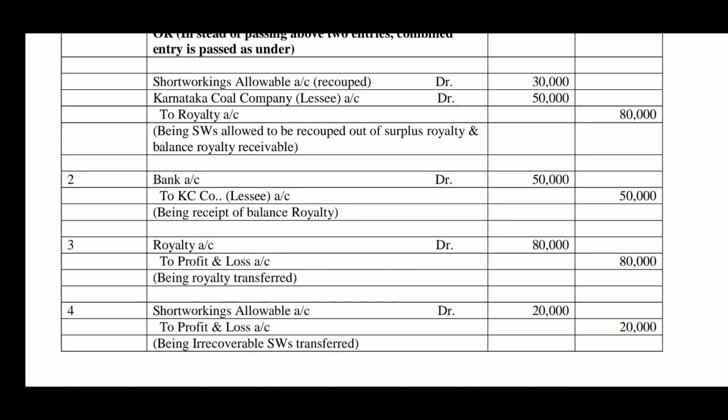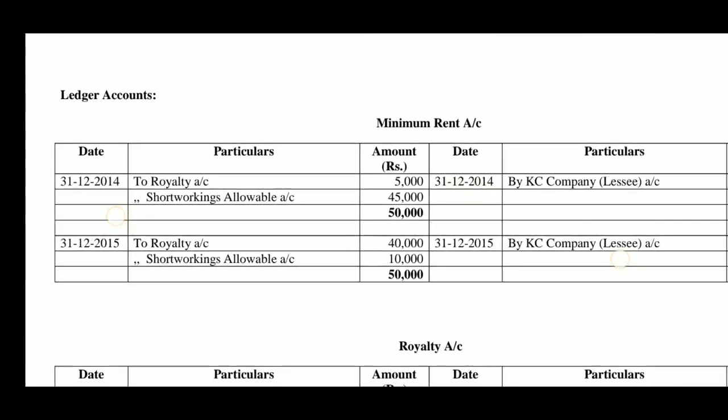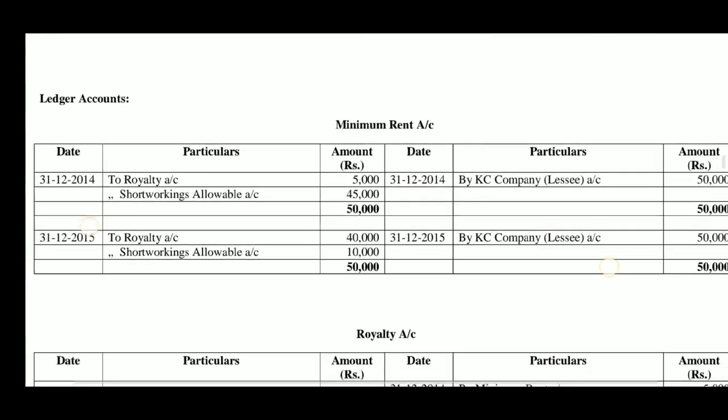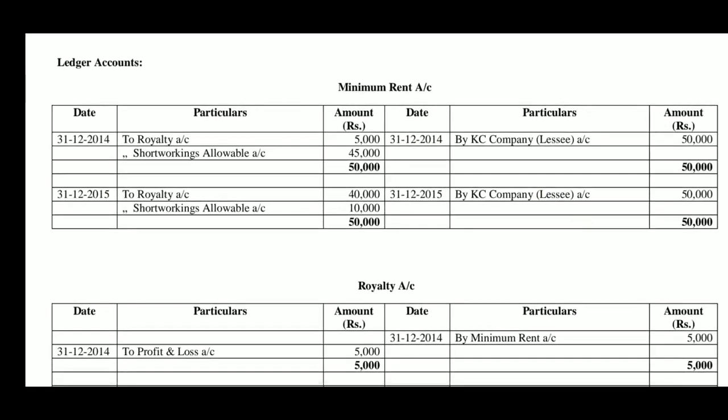Then accordingly, these entries are posted to the relevant account. See the ledger accounts. Here also, in this case, we have prepared minimum rent account in the books of lessor, minimum rent account, royalty account, short workings allowable account, then the lessor will prepare lessee's account. So, these 4 accounts are prepared. Let us examine one by one. Just posting of those above entries to the relevant account. See the minimum rent account.